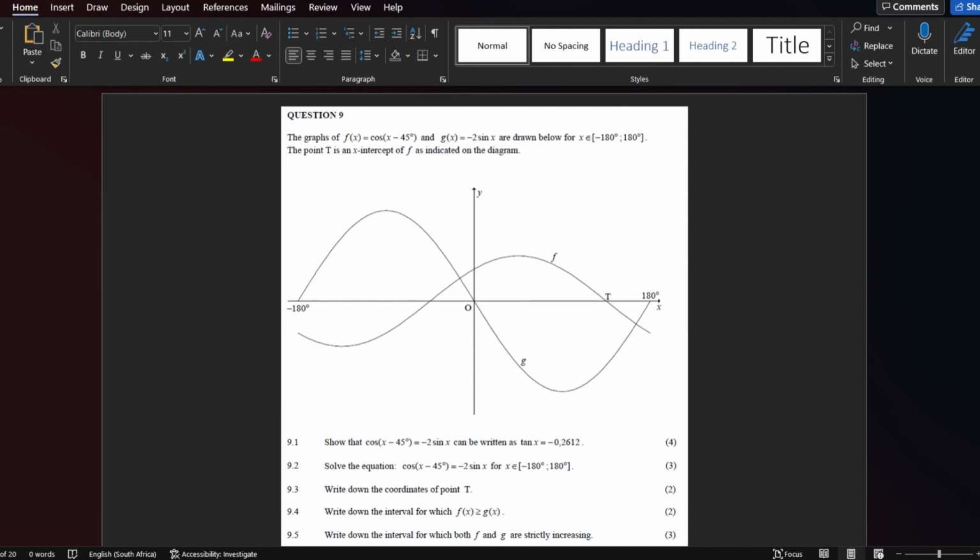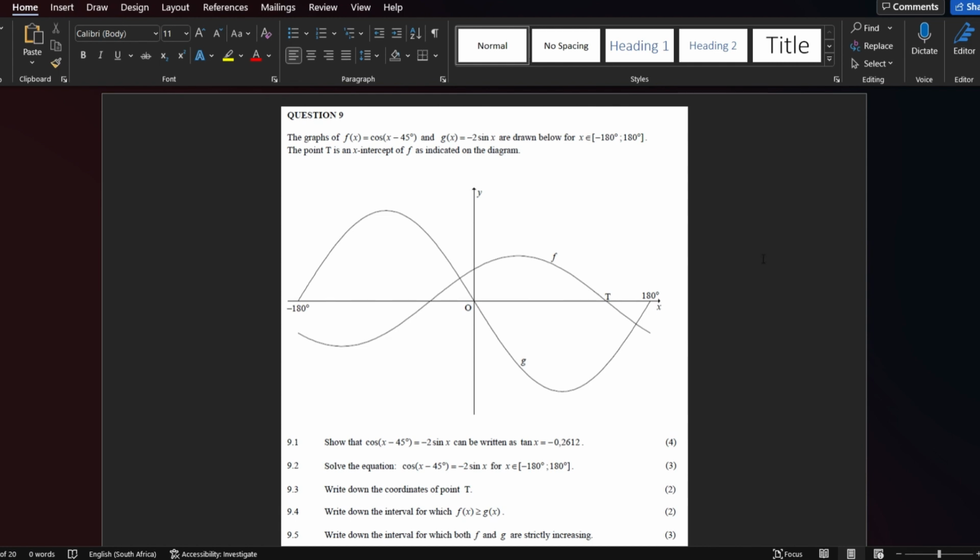It tells us the graphs of f(x) = cos(x - 45°) and g(x) = -2 sin x are drawn below, for the interval, or domain, of x between -180° and +180°. The point T is an x-intercept of f as indicated on the diagram, and they've drawn our two graphs for us.